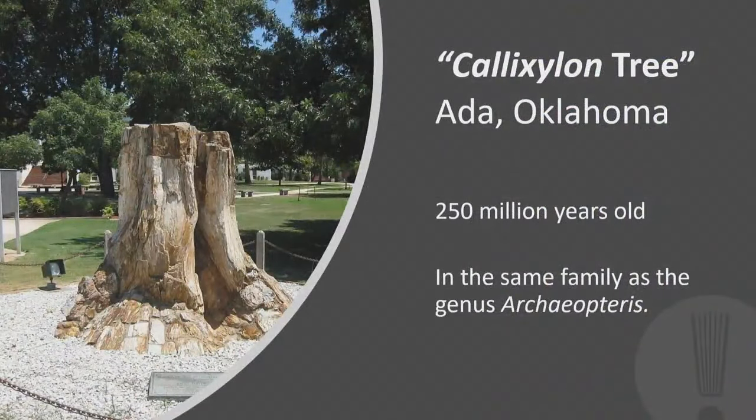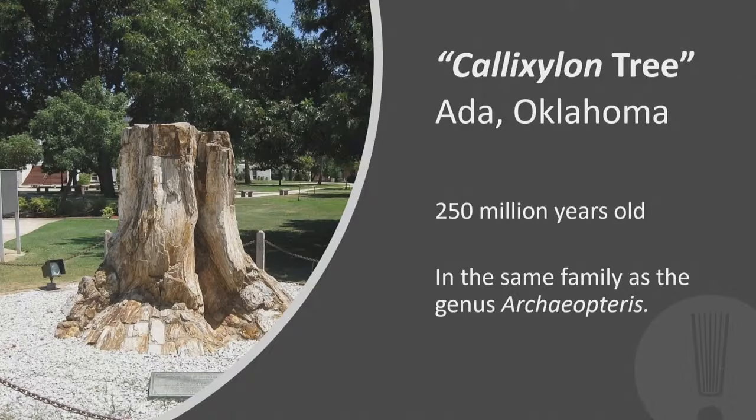But in the same family as that Archaeopteris, and I just wanted to throw this in there, is the Calyxylon tree, and there's a specimen a few hours away from here in south central Oklahoma, Ada, Oklahoma, that has a big 250 million year old tree stump of one of these things. And a lot of the petrified wood over in that part of Oklahoma is actually from this Calyxylon genus. So I have a specimen here that I bought from a store called Geological Enterprises over in Oklahoma, which has a lot of great plant and fossil specimens. This is where I get a lot of mine because they sell them online as well.